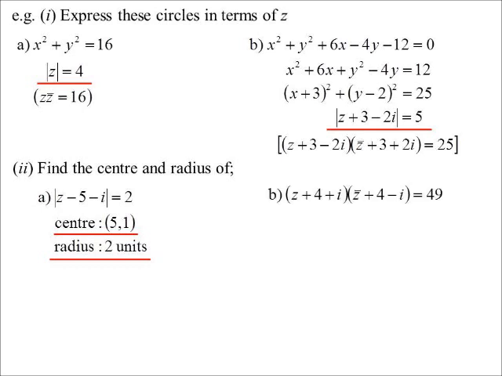Here's one that is in conjugate form, because I notice the only difference between the two as far as the number goes, this one's 4 plus i, this one's 4 minus i. So it is in that form of z minus the centre, conjugate minus the conjugate of the centre. So therefore, the centre must be the negative of 4 plus i. So it would be minus 4 minus i is the complex number, but as coordinates, that would be minus 4, minus 1. In this case, it is the radius squared. So for this one, the radius would be 7.